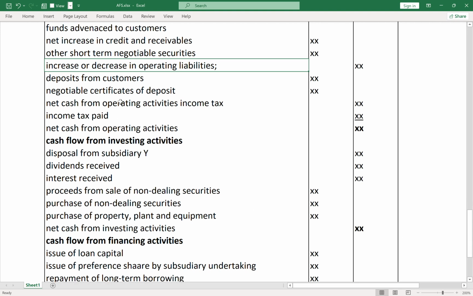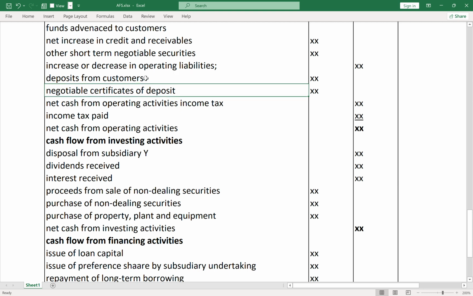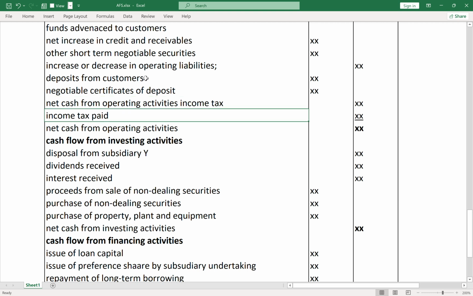We can also have deposits from customers. Can also have negotiable certificates of deposit, net cash. Then we have now the net cash from operating activities, income tax paid, so that now you can have the total net cash from operating activities. So this one has its difference from the non-financial institutions. Let's continue.